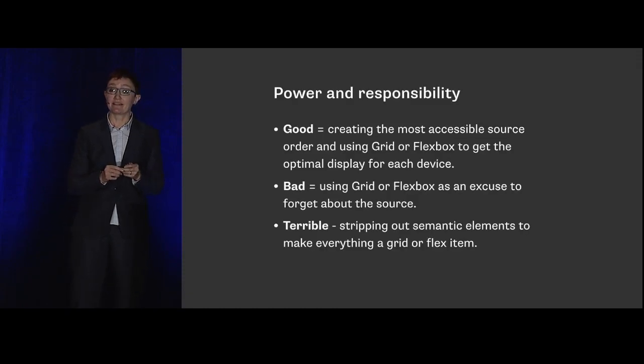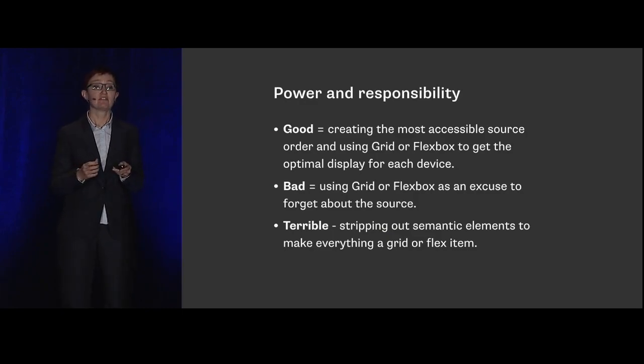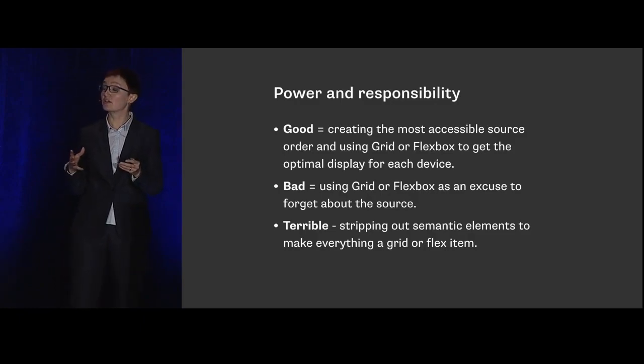So ideally, this should allow us to create the most accessible source documents. We should be able to create fantastic, really well-organized source documents, really good content that we can reuse all over the place, and then use Grid and Flexbox to create the best visual display for different devices, for different breakpoints. And considering how people who are using assistive technology and so on are going to be able to actually access the stuff. So it should be great, should be fantastic.